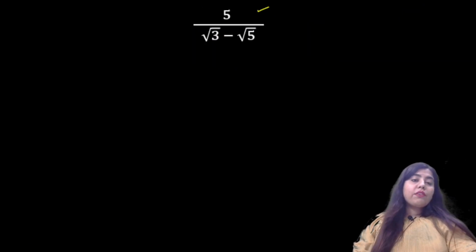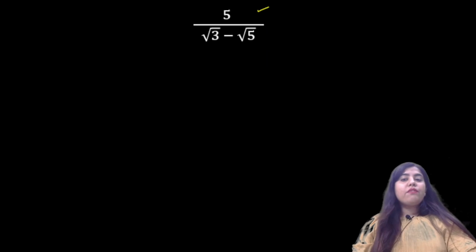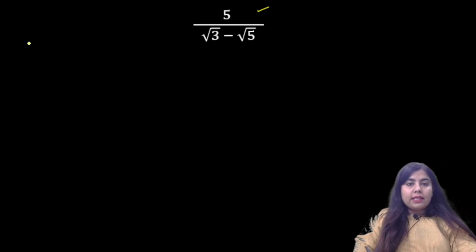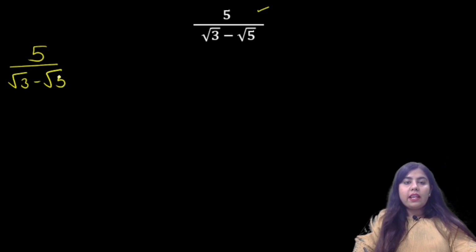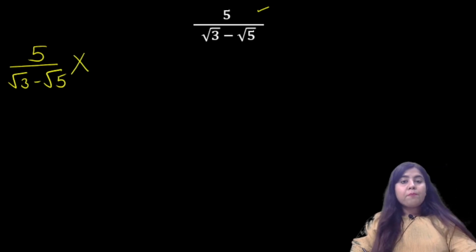But if you are given this type of expression in which any operation is used, then you just have to write that number as it is. Like I am writing here 5 by root 3 minus root 5, right? And now we have to multiply the numerator and denominator by some number. Now by what number do we have to multiply?